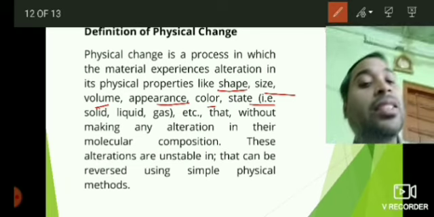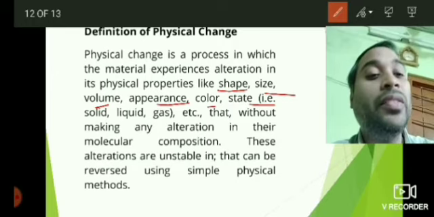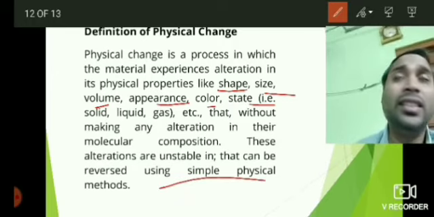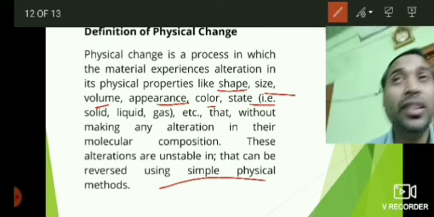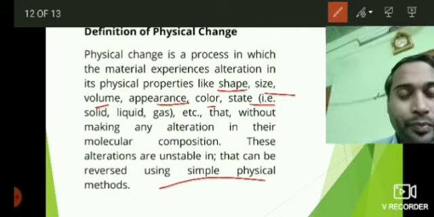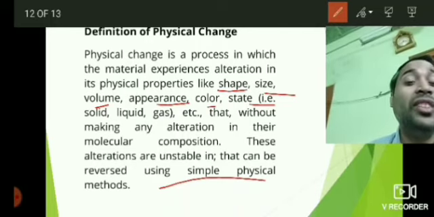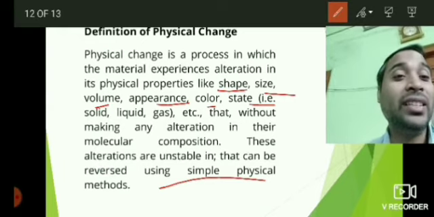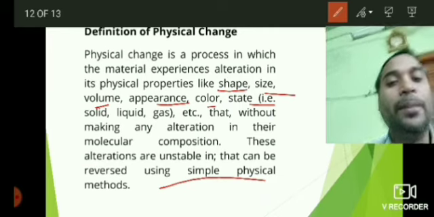These alterations are unstable and can be reversed using simple physical methods. So generally we can say that physical changes are reversible. They can be brought back to their initial state. But we have to also remember that some physical changes are not reversible. You cannot bring them exactly to the same state where they were initially.